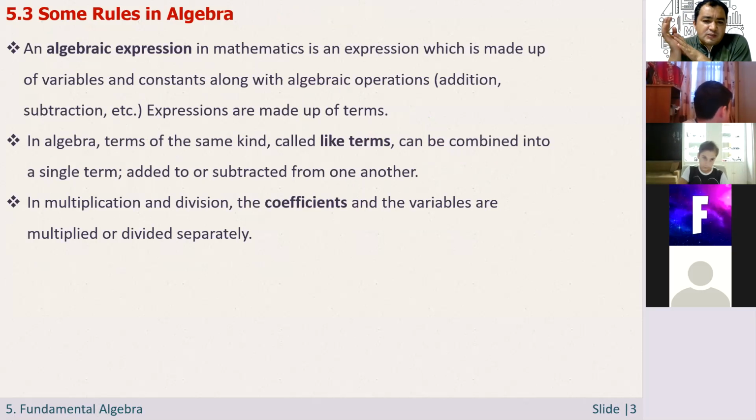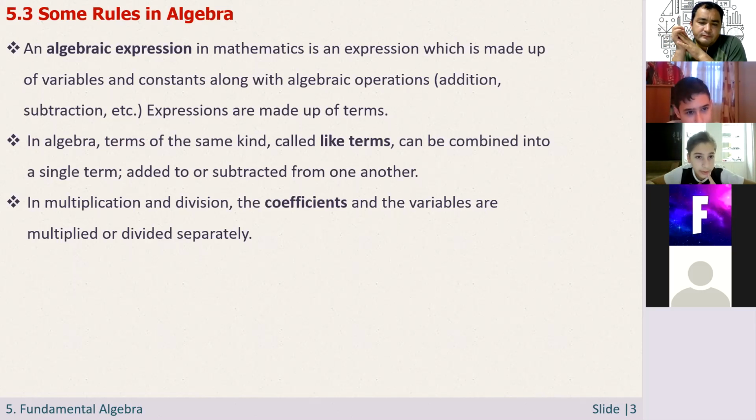Let's read this quickly together, okay? And after that, we will focus on this. Rahim, can you read the first paragraph? Tariel, the second one. Wagif, the third one. An algebraic expression in mathematics is an expression which is made up of variables and constants, along with algebraic operations, addition, subtraction, and so on. Expressions are made up of terms.